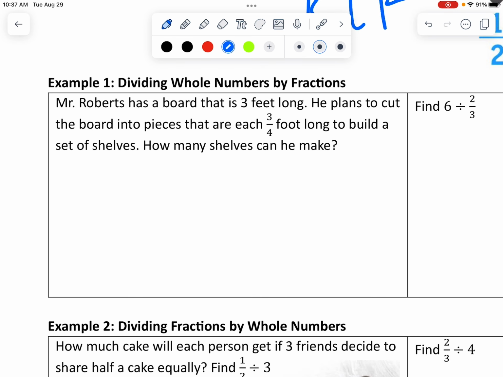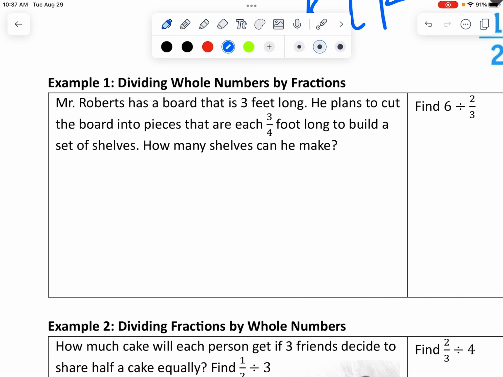Okay. So in this first example, it says Mr. Roberts has a board that is 3 feet long. He plans to cut the board into pieces that are each 3/4 foot long to build a set of shelves. How many shelves can he make? So you're going to have a few word problems on your homework, and you need to make sure that you are understanding which number goes first.